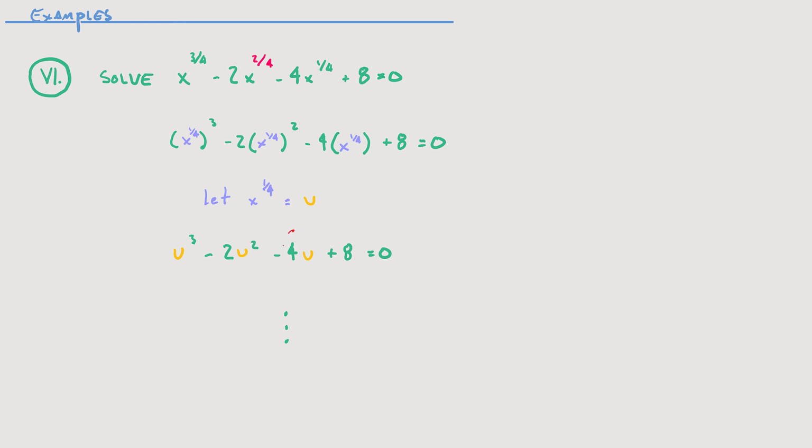What I recommend doing is grouping. Use the grouping methodology, and then that should work out nicely for you. Or you could just graph and then look at where the x-intercepts are. Keep in mind that those would be U, so whatever those x-intercepts are, you have to set x to the 1/4 equal to that thing, and then raise everything to the 4th power to figure out what x is equal to. Anyway, I think that's long enough.